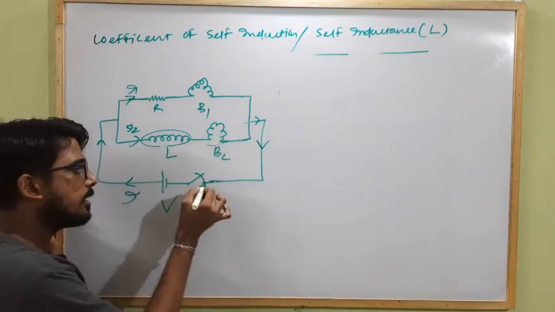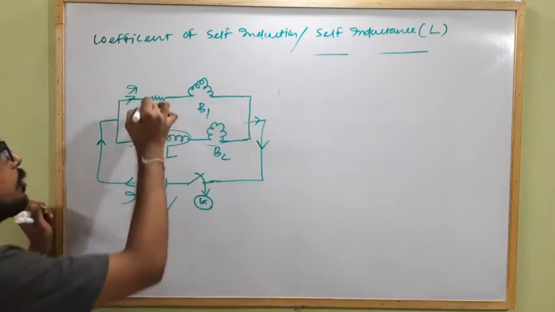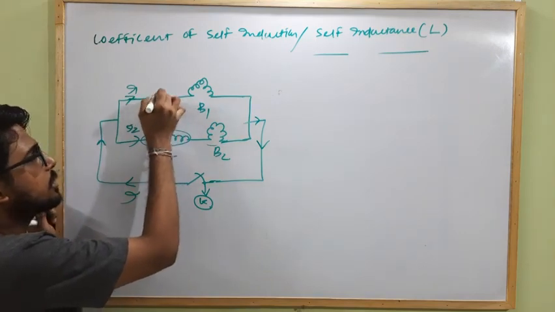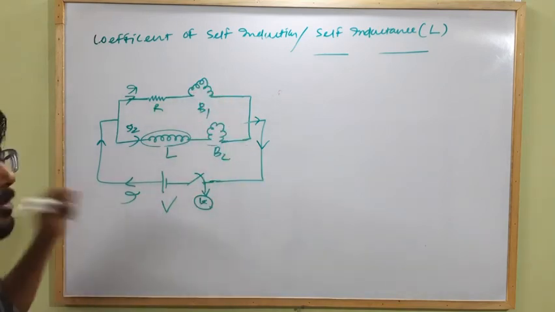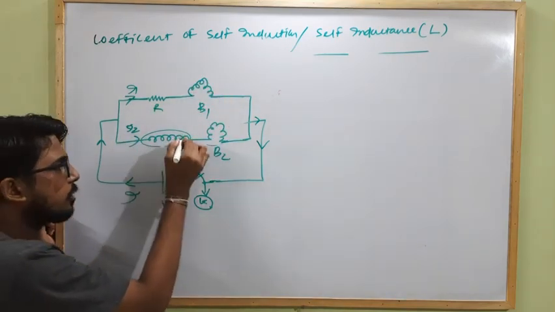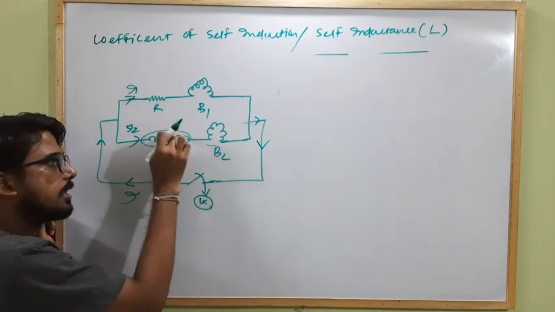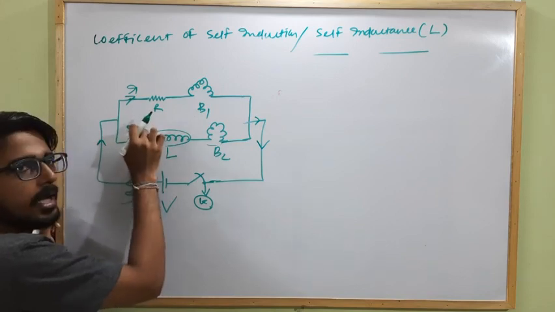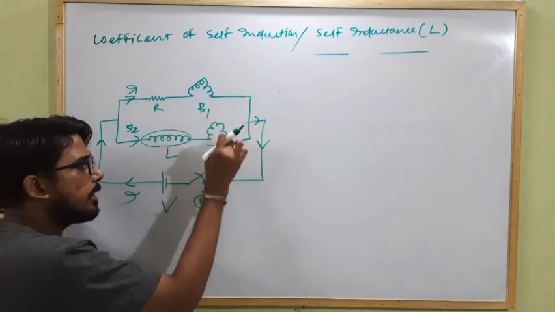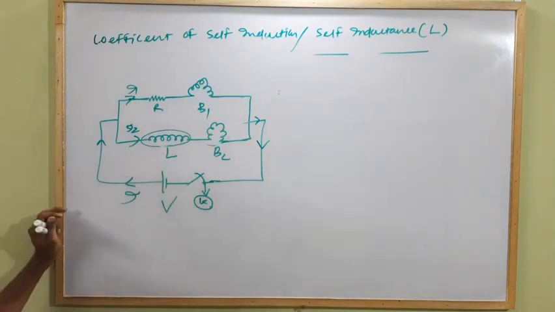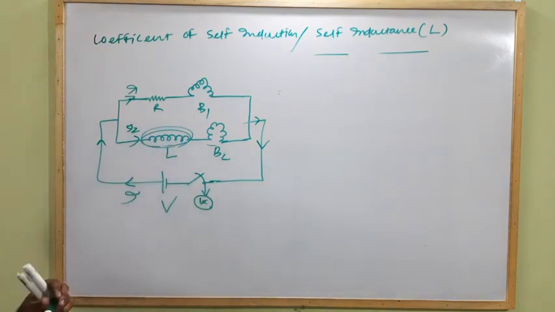Similarly, when the key is opened, the circuit breaks, and the current flowing through this circuit becomes 0. So the current I1 flowing through this resistor R1 becomes 0 immediately. So the bulb B1 stops glowing immediately. But when the current I2 flowing through this inductor stops, due to self induction, it tries to oppose the change. Here the change is the stopping of the current I2. That's why it opposes the current I2 getting stopped. That's why the bulb B2 stops glowing slowly. This is the effect of self induction, which we can demonstrate experimentally by this.